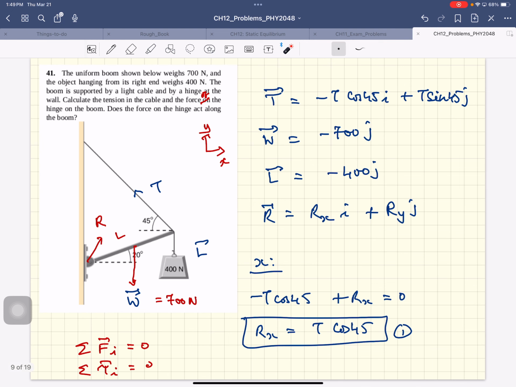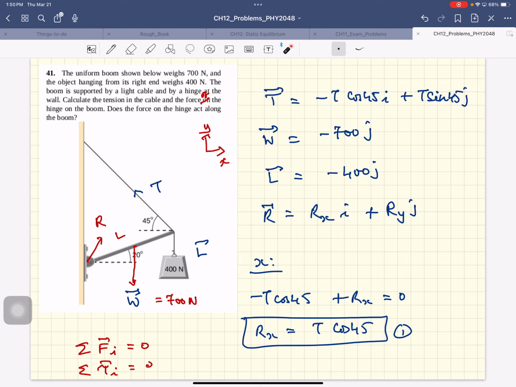So here's where that trick comes in. Now we'll calculate the torques about this point. That will eliminate this force. This guy will have no torque. Only this guy will have torque. So then we'll get an equation that involves only T. We'll solve for T and then solve for Rx and Ry. All right, so we will calculate the torques about this point. Did you guys understand that?